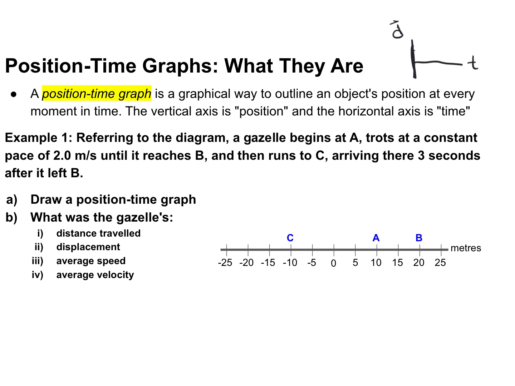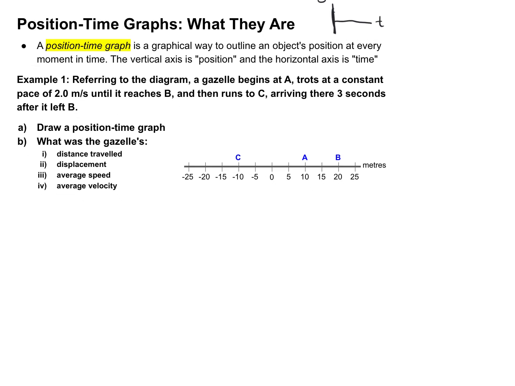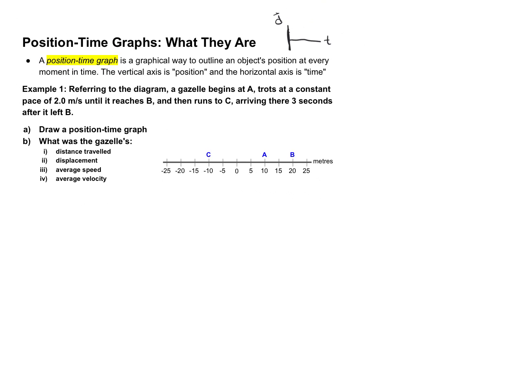Okay, we're going to show you one example first. Referring to the diagram, a gazelle begins at A, trots at a constant pace of 2 meters per second until it reaches B, then runs to C, arriving there 3 seconds after it left B. We're going to draw a position time graph, and then we're going to answer some questions about it as well, such as the distance traveled, displacement, average speed, and average velocity. Okay, so I'm going to give myself some space here to do that.